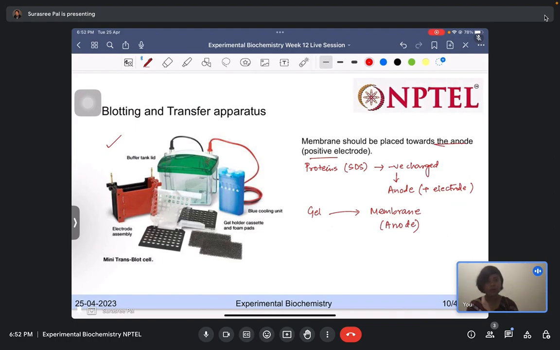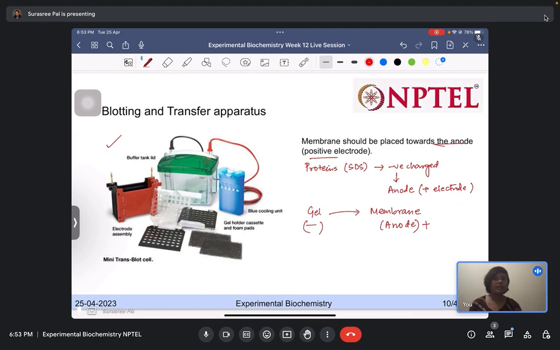So the proteins will move from the gel towards the anode because it is positively charged, and the gel is placed towards the cathode. The proteins are negatively charged, so they move in the opposite direction, towards the positively charged electrode. In this process they are transferred from the gel to the membrane. If we by mistake alter the position of the gel and the membrane, then the transfer will not occur.